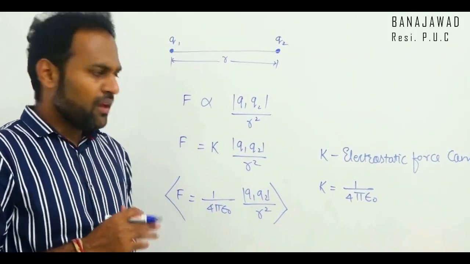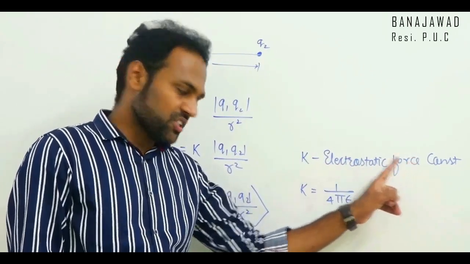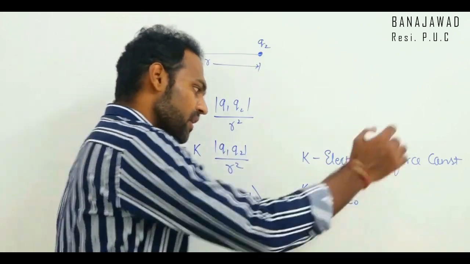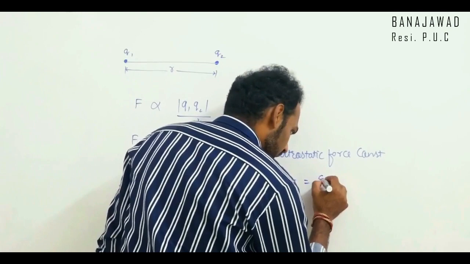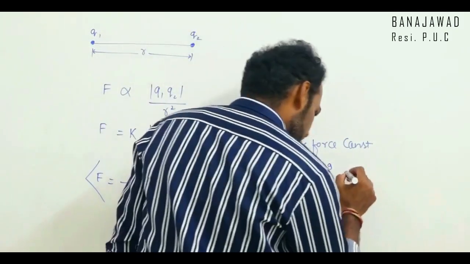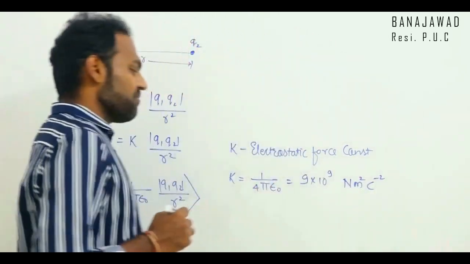So this is the expression of the force of attraction or repulsion between the 2 point charges by Coulomb's law. Here we have taken K as the electrostatic force constant, and its expression is 1 by 4 pi epsilon naught. The value of K is 9 into 10 raised to 9 Newton meter square per Coulomb square. So this is the value of K.